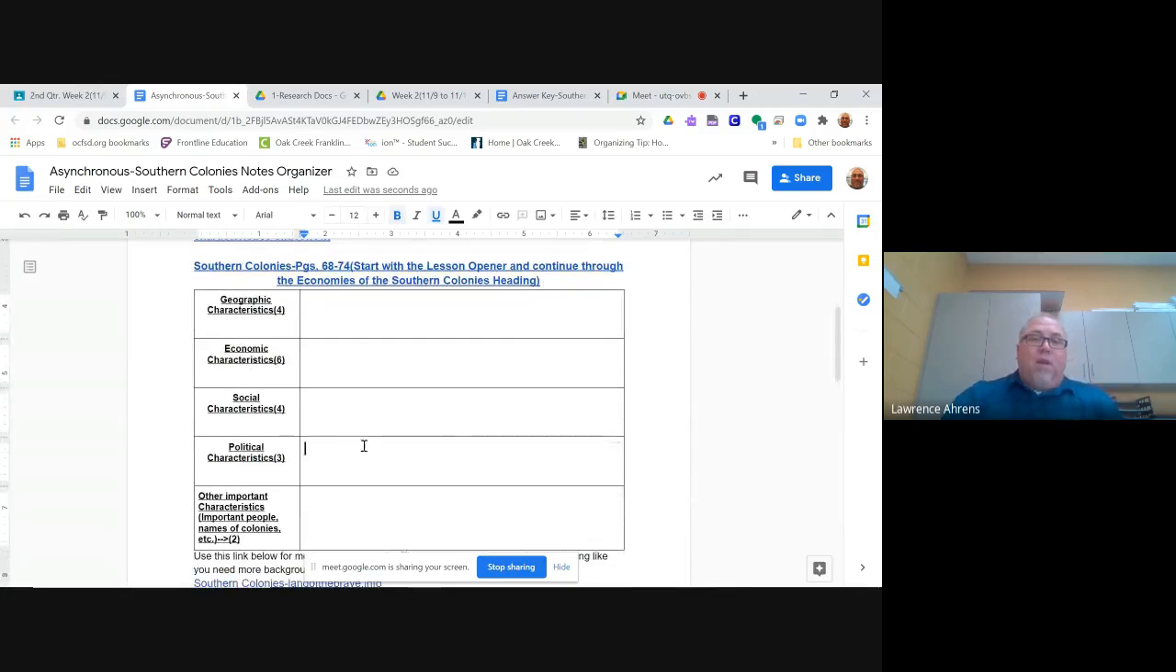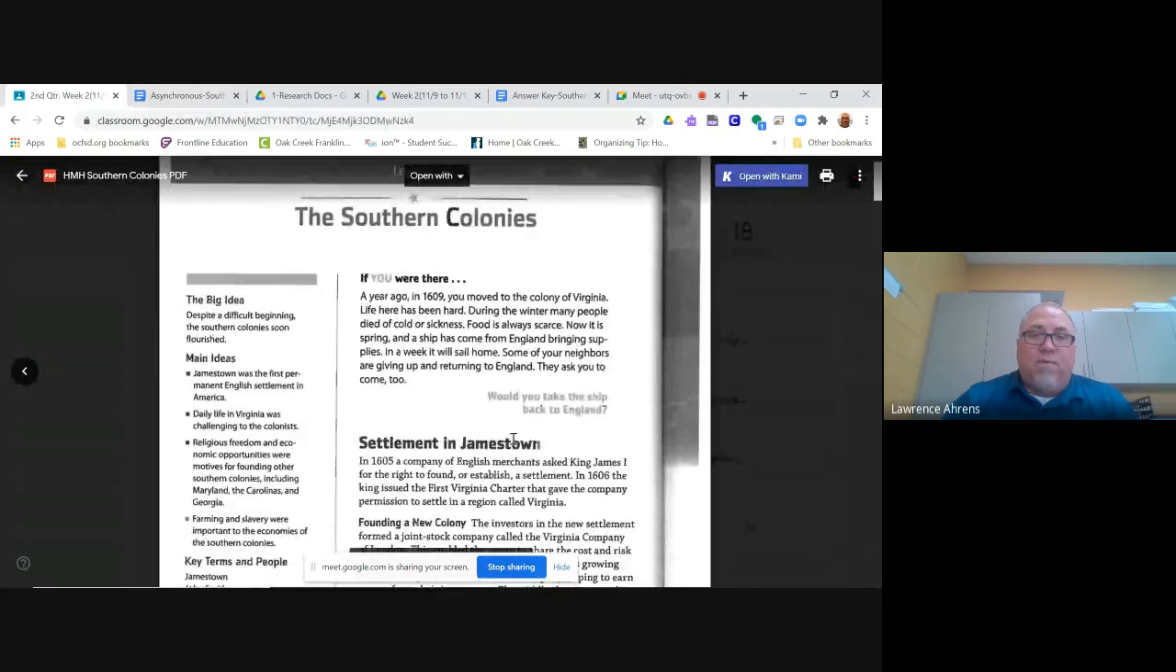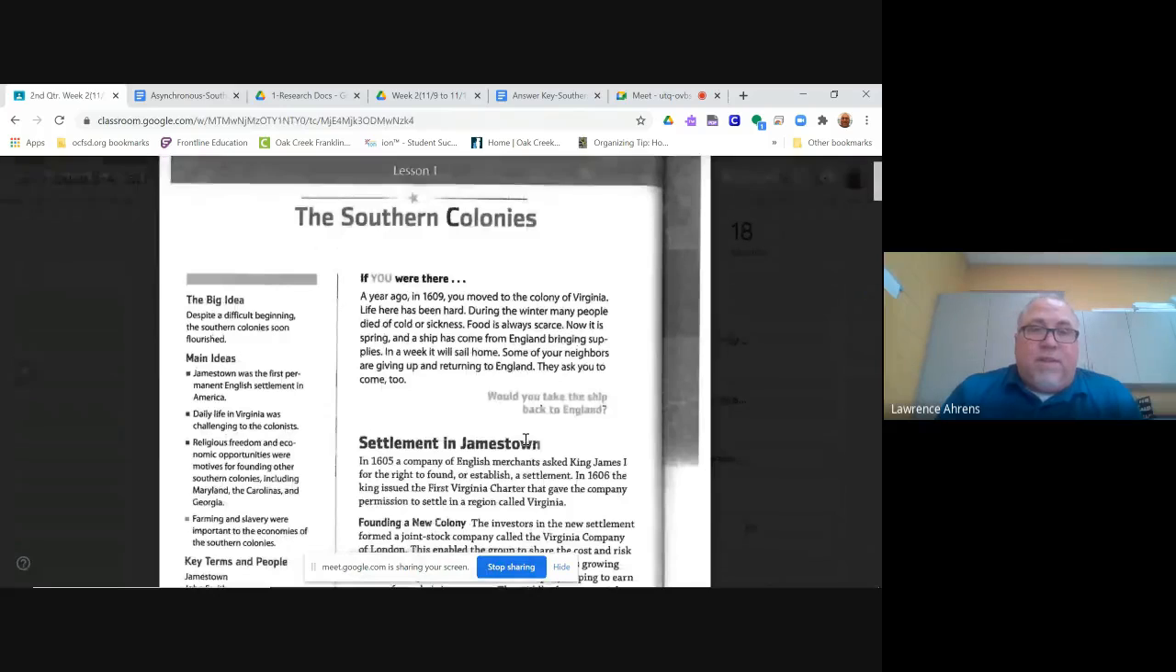Okay. So let's get started with the process. Now that we know what we're looking for, we're going to start with the top here. It says the Southern Colonies. And this is what the HMH series does, the "if you were there" component at the beginning of most sections. They call their sections lessons. That's the one big difference from the old text that we had to this one.